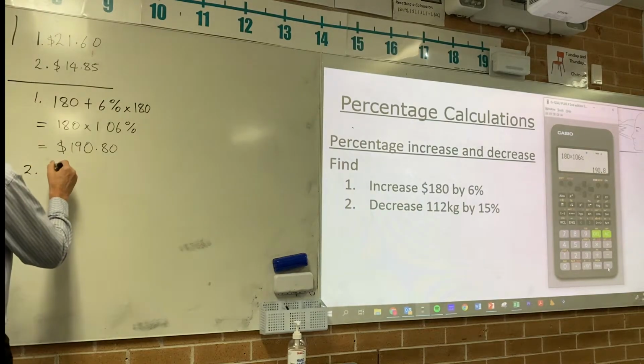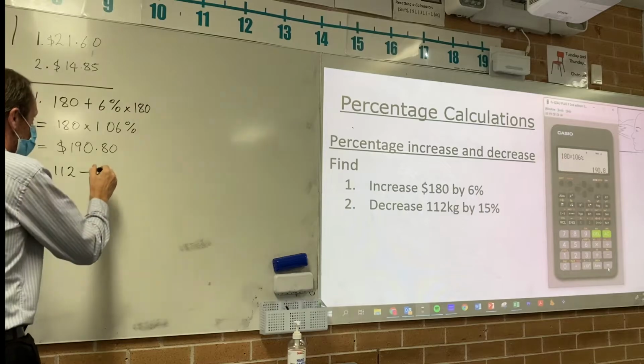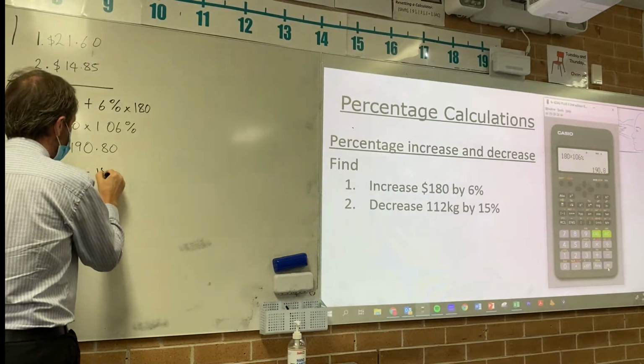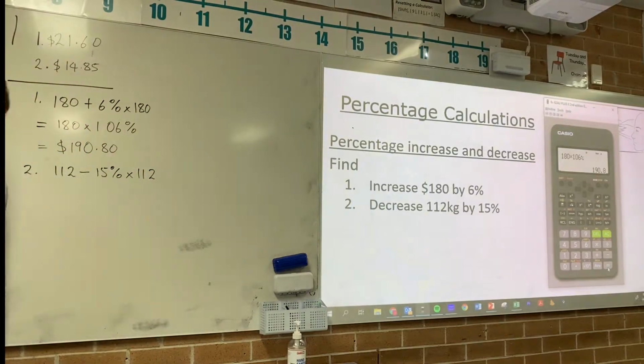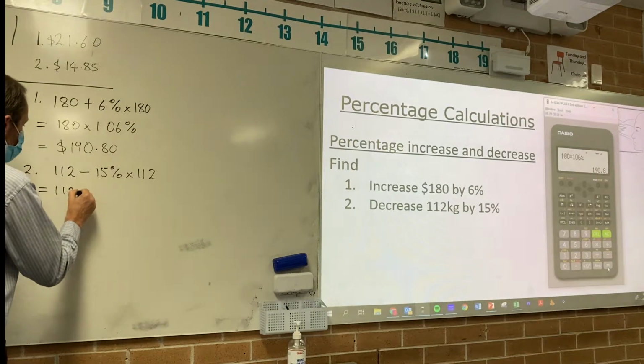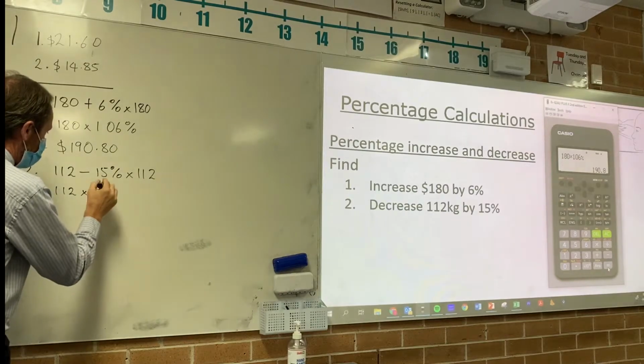Because really what we're doing is 112 minus 15% of 112. Okay? Now, when it's minus, that makes it a little bit different. So if I was to use this method, that would be equal to 112 times 85%.